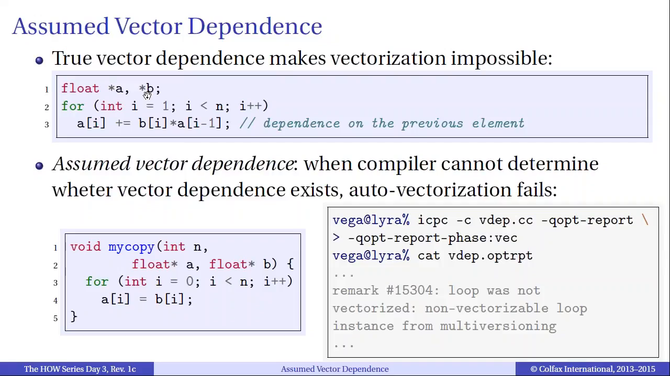I have two pointer-based arrays, and what I'm doing is I'm setting a of i equal to b of i, but then I'm using a of i minus 1. So this is vector dependence: before I can compute A1, I have to know A0. Before I can compute A2, I have to know A1. So there is no way that I can run these operations in parallel. I will just produce incorrect results. So this loop cannot be vectorized, and the compiler will actually say that it did not vectorize this loop, which is the correct behavior.